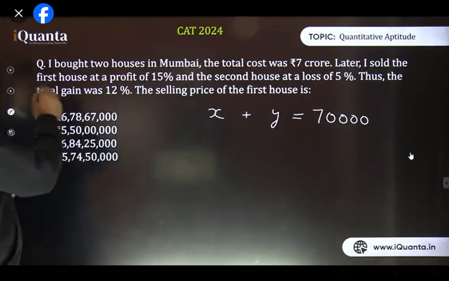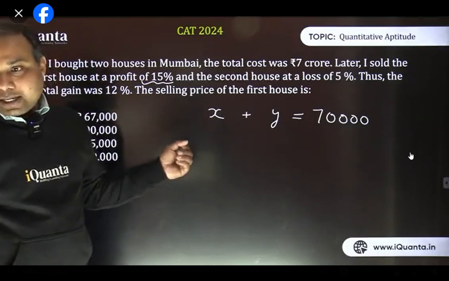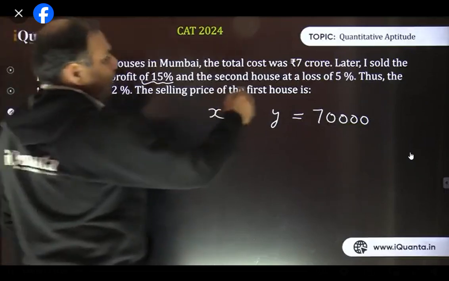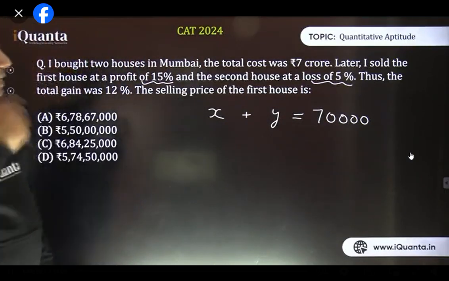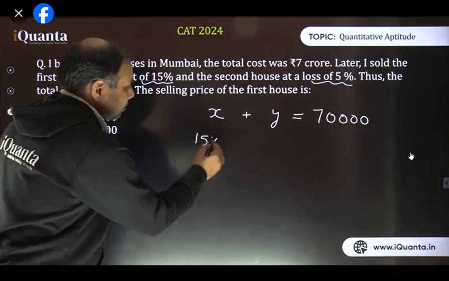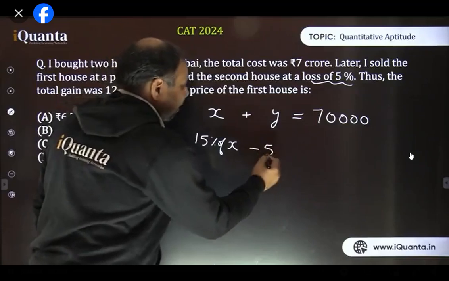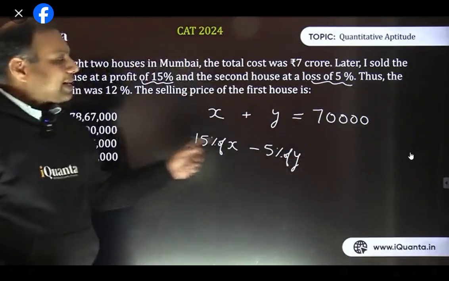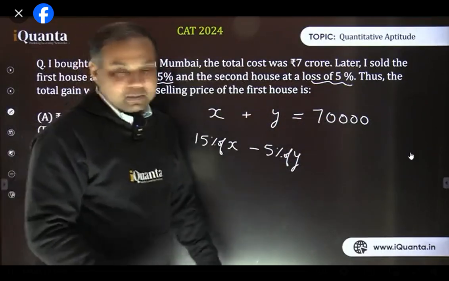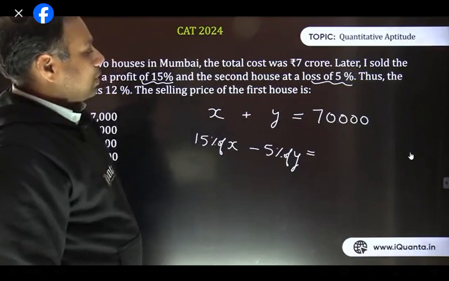Now it is given that the first house is being sold at 15% profit. So 15% of X is the extra amount which we are getting. And the second house at a loss of 5%. So if I just check the extra amount, the only profit and loss part, 15% of X is the profit made here, and the loss is minus 5% of Y. So that is the net extra amount, which is basically 12% profit. Now 12% of this quantity, isn't it? So this is 12% of this much, and 12% of this comes out to be how much?